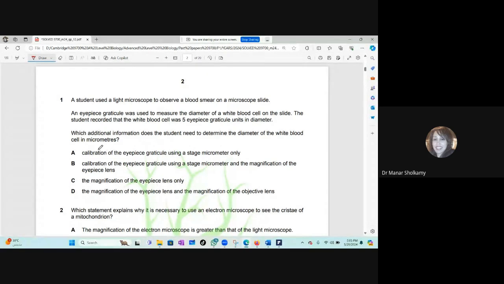A. Calibration of the eyepiece graticule using a stage micrometer only, or calibration of the eyepiece graticule using a stage micrometer and the magnification of the lens, or the magnification of the eyepiece lens only, or the magnification of the eyepiece lens and the magnification of the objective lens. Which one of those do we need in order to measure the actual diameter of the specimen? B.